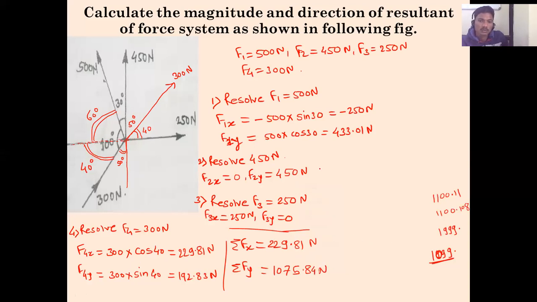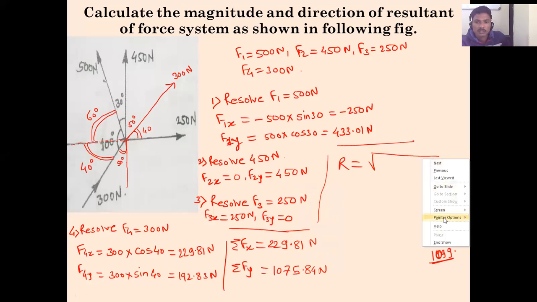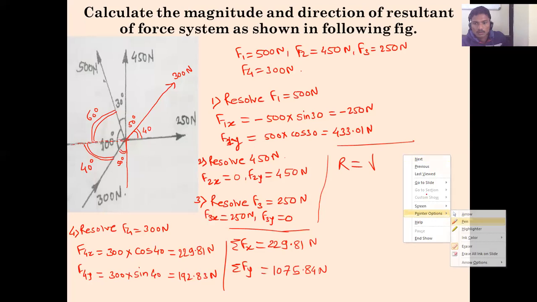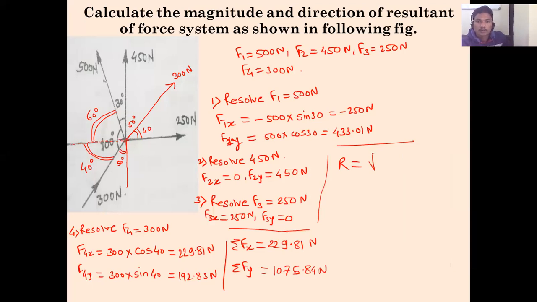So from this also you can now calculate R. Therefore R is equal to how much? Already you know this formula, but still once again I will write. R is equal to the square root of summation Fx square plus summation Fy square.